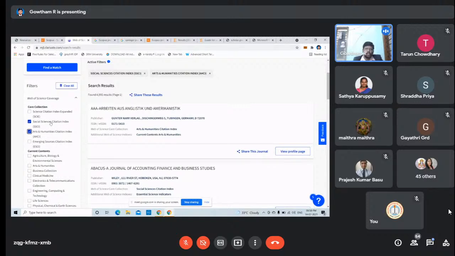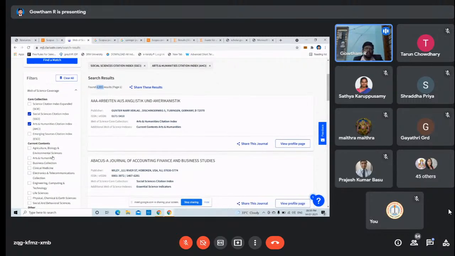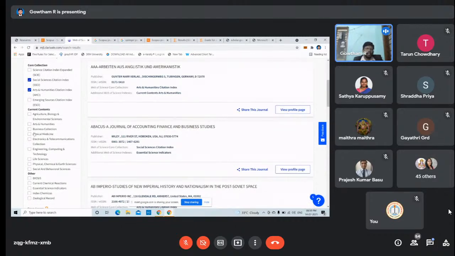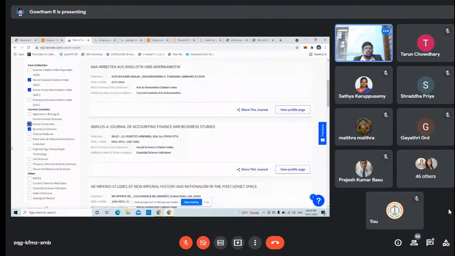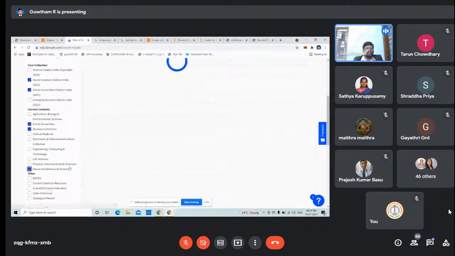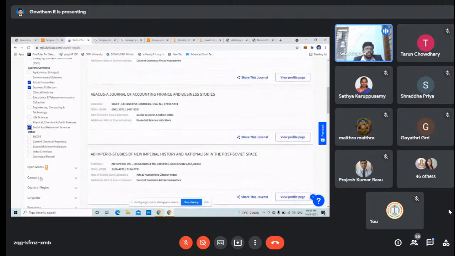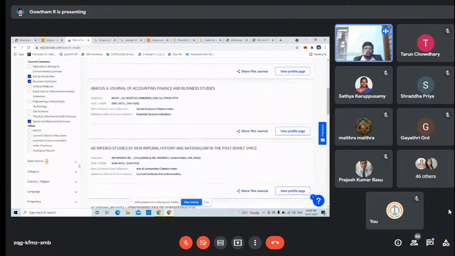Once you select these 2, automatically here, in these 2 alone, we have around 4,995 journals. Then again, we also have subject area, which we can choose. So we can choose maybe business collection, arts and humanities, and maybe social and behavioral sciences. Other things are not necessary, and you can decide whether you want open access. So let it be as it is, and as of now, let us stop with this.